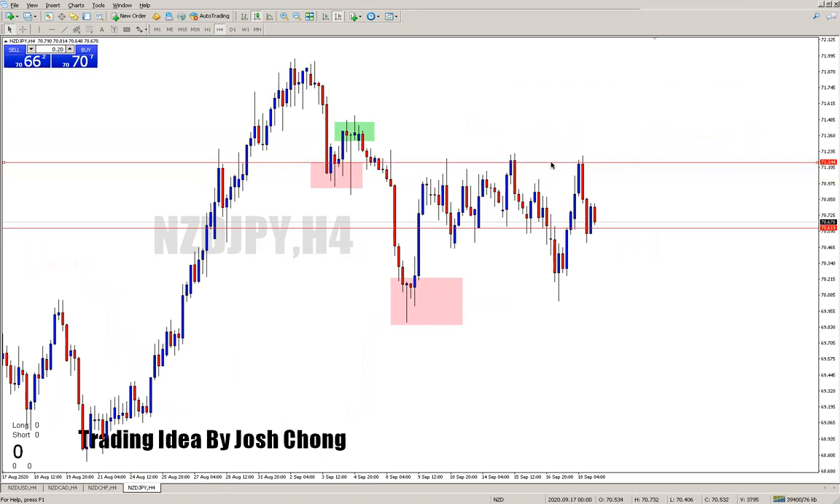To be honest, the entire New Zealand dollar is still in a downtrend. As we can see, lower low, there's no new higher high. That's why it's still in a downtrend. So at any high price, looking for a sell will be much better.